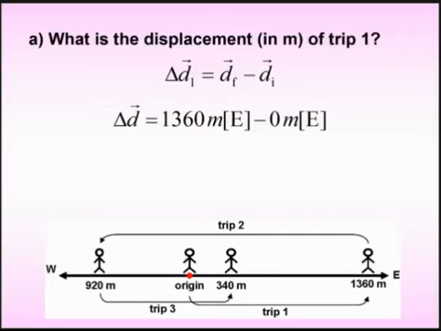Yes. What is 1360 minus 0? No surprise there. Does that make sense as far as their motion is concerned? Yeah, I mean, if you trace their motion, they moved this way, which is east, and they did move a distance in space of 1360 meters. Yes, that's it. That's all we had to do for trip number one. What's the next question?